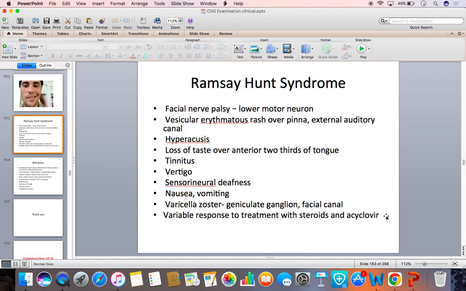It is caused by the varicella zoster involving the geniculate ganglion and the facial canal. And we treat the patients with steroids and acyclovir. Most of the time they will improve with variable response. If the patient is suffering from some comorbidities like diabetes, etc., the response will not be that satisfactory. But on most occasions, the condition improves with steroids and acyclovir.